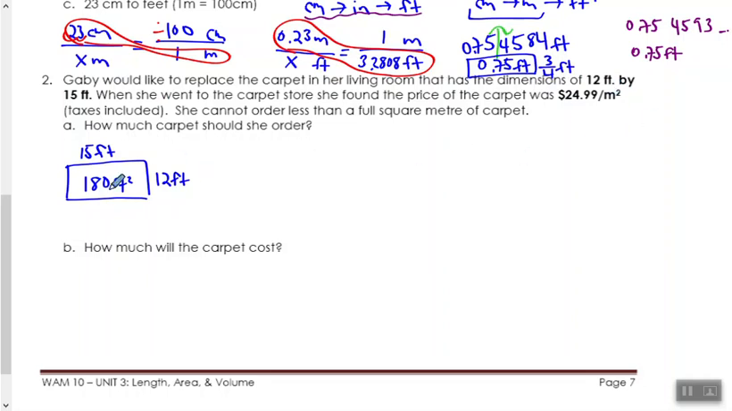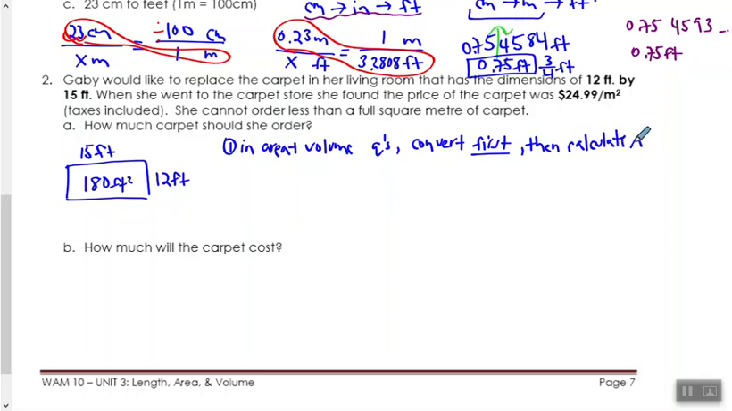So what she's going to have to do is, instead of figuring out the area first, we are going to convert first. So in area and volume questions, convert first, then calculate area or volume.